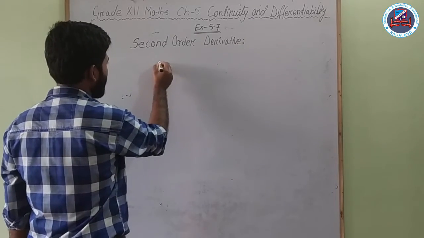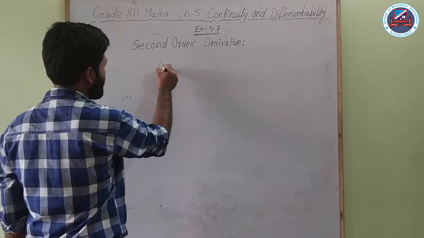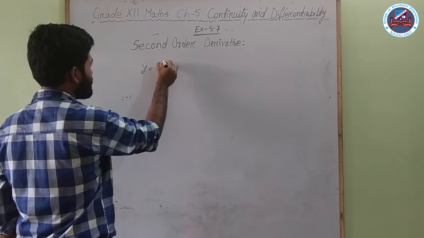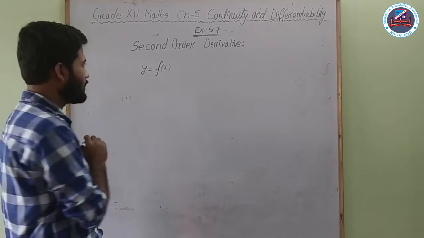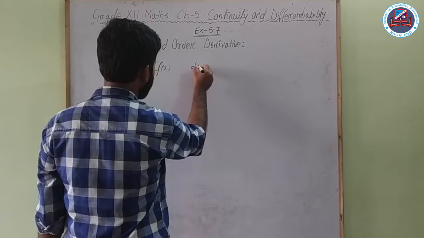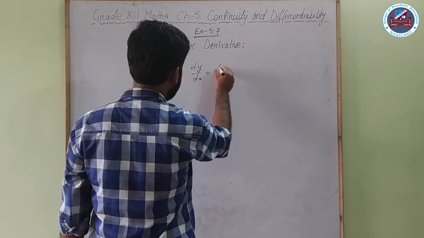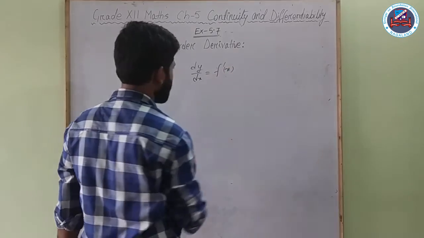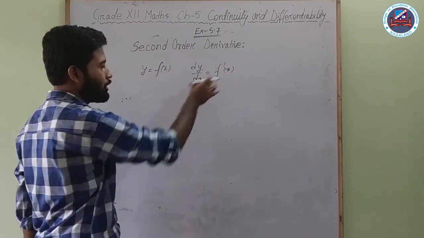Suppose this function f of x, y is equal to f of x, is differentiable at a point x, then how shall we write it? We should write dy by dx or d/dx of y is equal to f dash x, isn't it? So this is called the first derivative at the point x.